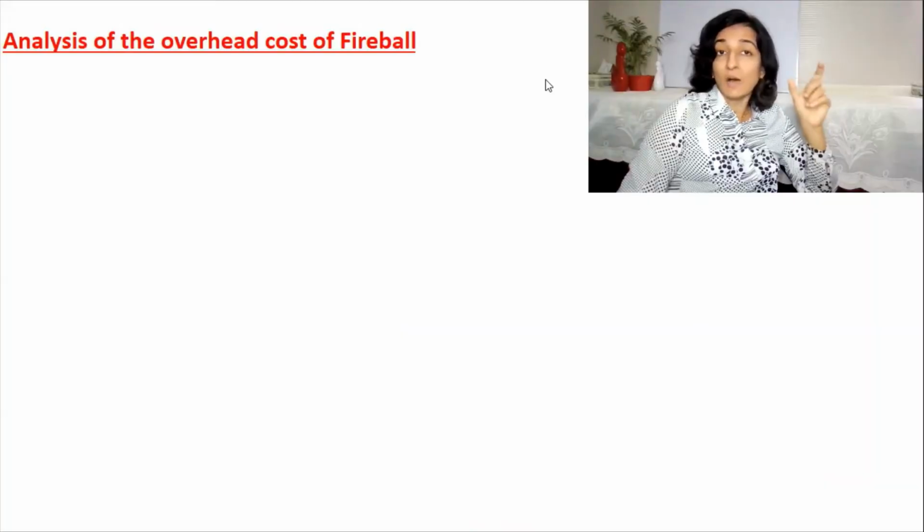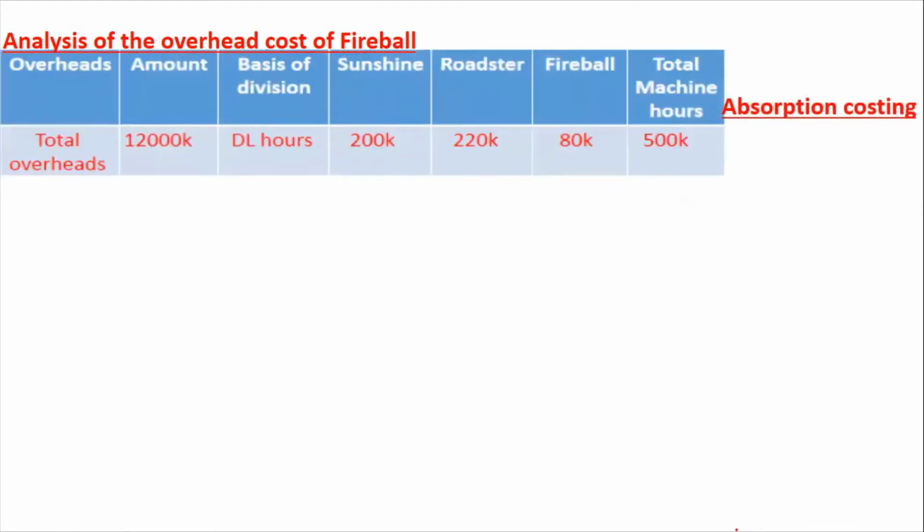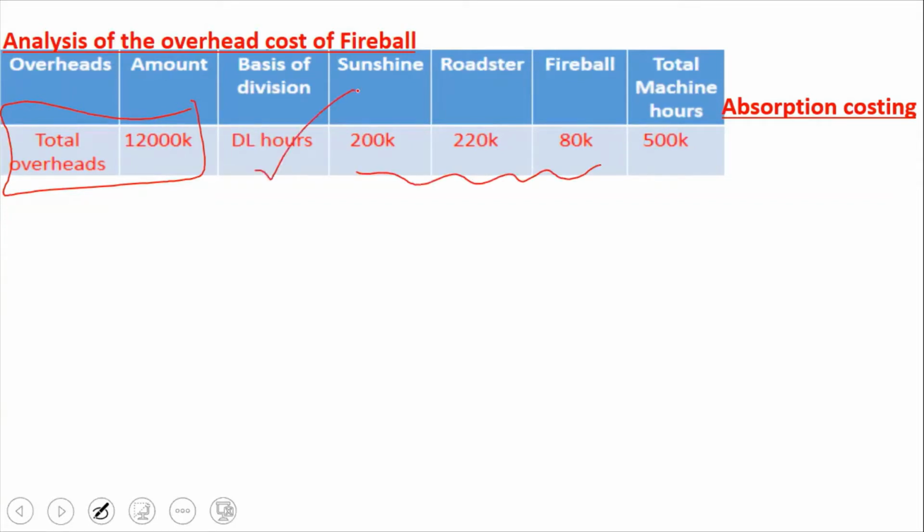So we will go and check the overhead distribution that is being done under absorption costing and under ABC, and we will find out which is the cost pool where the difference lies. So let's take a look. First, let's see how the overheads have been divided under absorption costing. Under absorption costing, this is the calculation that we have done. If you notice here, the total overheads of 12 million have been divided between the products based on the direct labor hours.